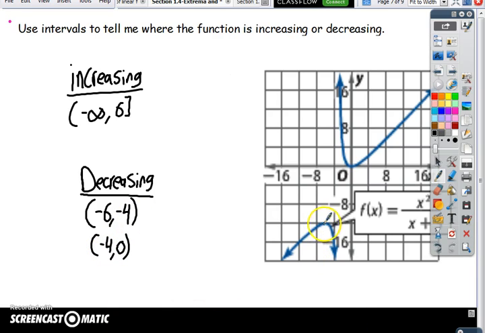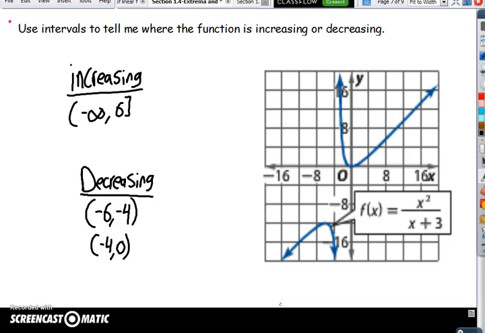So because as I go from 6 down here forever, as I go to negative 4, and I hop back here, I'm still decreasing. It's one of those infinite discontinuities we talked about. And then from 0 all the way up to infinity, that's where I'm going. That's for increasing.